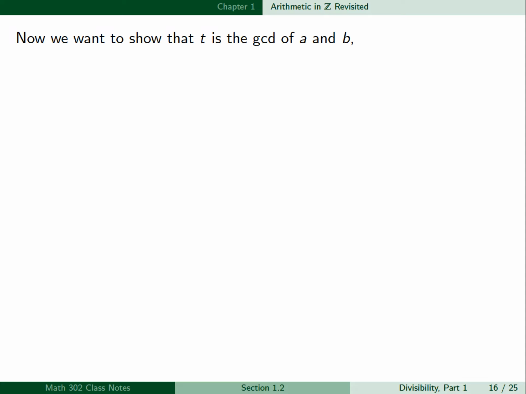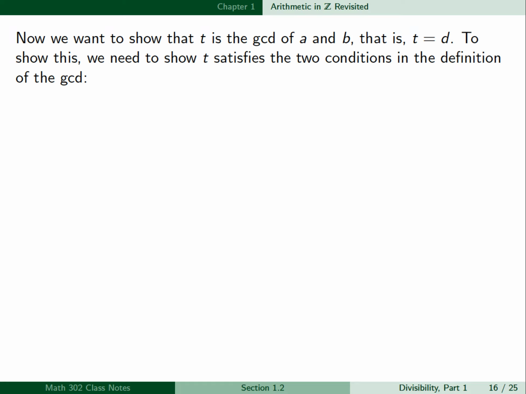Now we want to show that t is the GCD of a and b. That is, that t is equal to d. Okay, so d in our original hypothesis was the GCD of a and b. To show this, we need to show that t satisfies the two conditions in the definition of the GCD. First, t has to be a common divisor of a and b, so t divides a and t divides b.